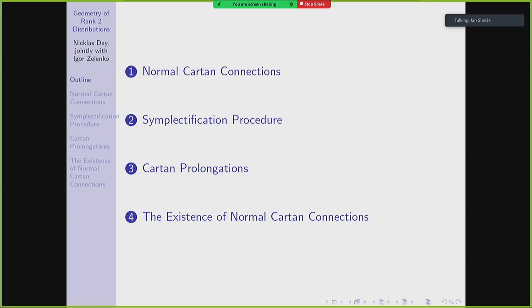And then I want to give a very brief summary of the symplectification procedure for rank 2 distributions that Dr. Dubrov and Dr. Zelenko developed. I'll really miss a lot of details in that. It'll be an excessively brief summary of a pretty complicated thing, but we'll accept it mostly as a black box here. And then I want to give some other perspective on this symplectification procedure via Cartan prolongations, which is a little more classical.